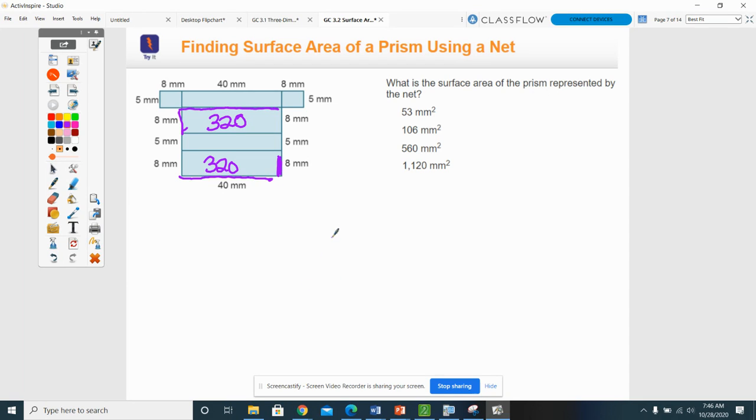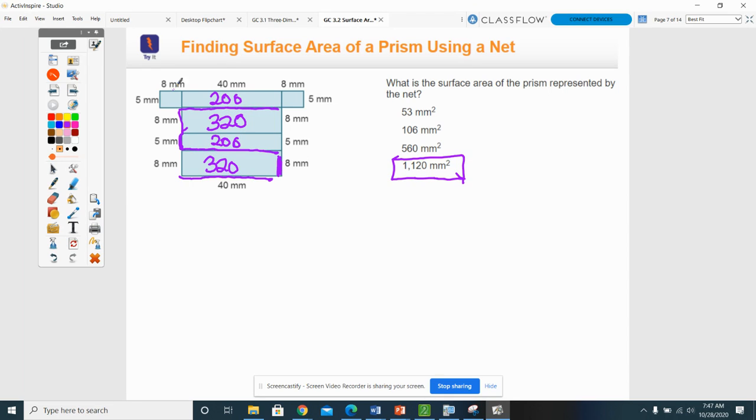I already know what the answer is going to be because if you add those two, it's 640, and we're already out of choices, but let's go on and finish. This guy is going to be 5 by 40. 5 times 40 is 200. There should be another one, and here it is.